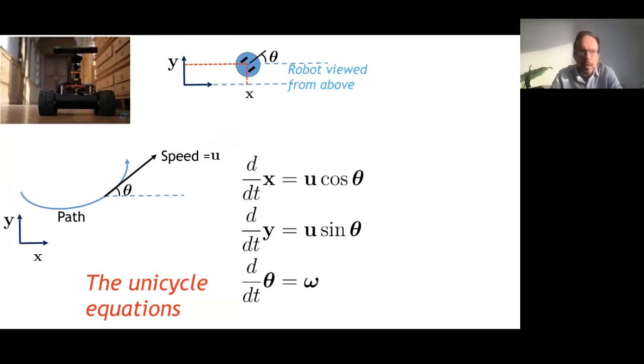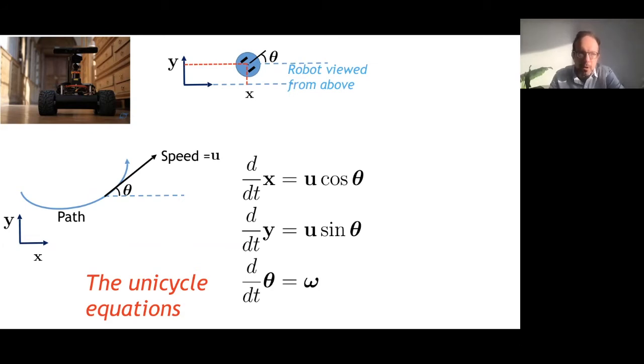The dynamical model we usually use for this kind of small wheeled robot is referred to as the unicycle equations. You see, you have the XY coordinates. This is the robot viewed from above. XY encode the position of the robot, and theta its orientation.